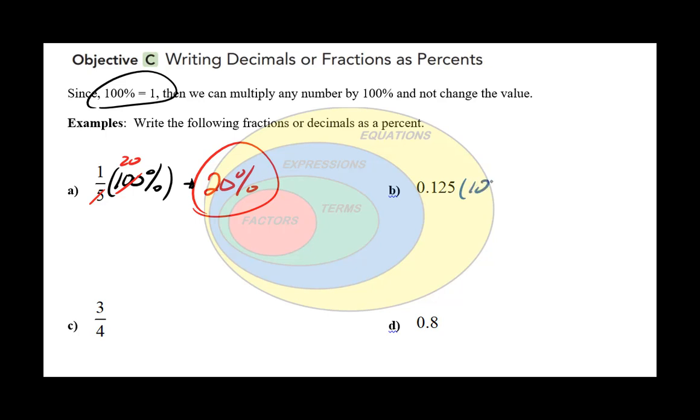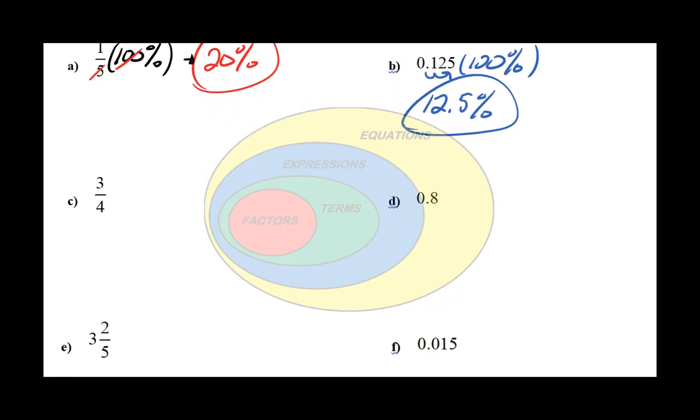Now, what happens when I multiply 0.125 times 100%, right? Well, when you multiply by 100, the decimal place moves to the right 2 places. So this would be 12.5 and then percent. So it's really nice to be able to multiply by 100%. So if, again, 3/4, I'm just going to multiply by 100%, and I can simplify this. The 4 goes into the 100 25 times, and 3 times 25 would equal 75%.